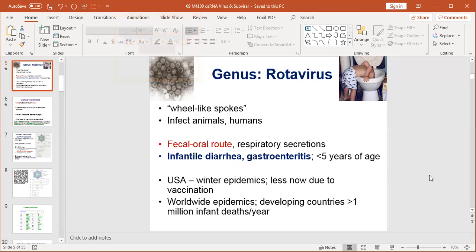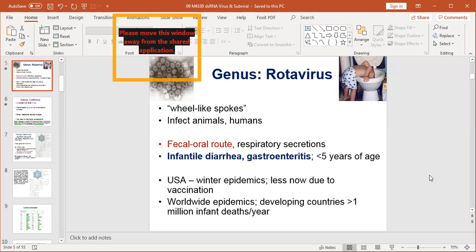In the United States, we have winter epidemics of rotavirus, but now it's a lot less because of successful vaccination practices. And around the world, rotavirus can cause epidemics, and in developing countries, greater than 1 million infants will die due to rotavirus infection per year.